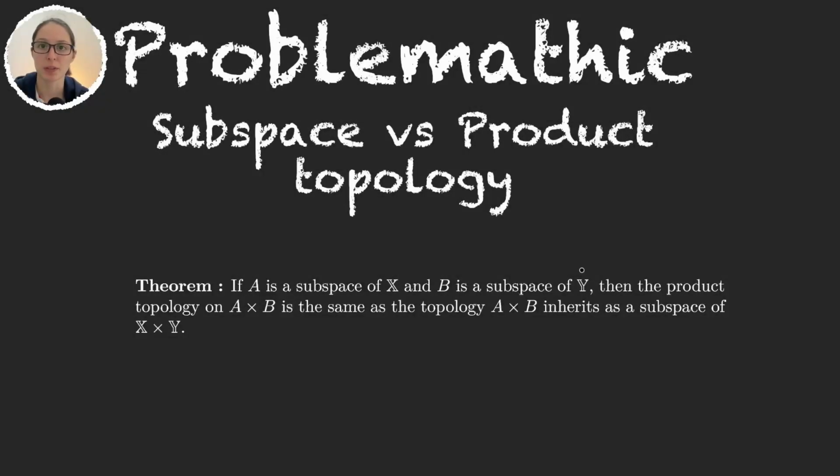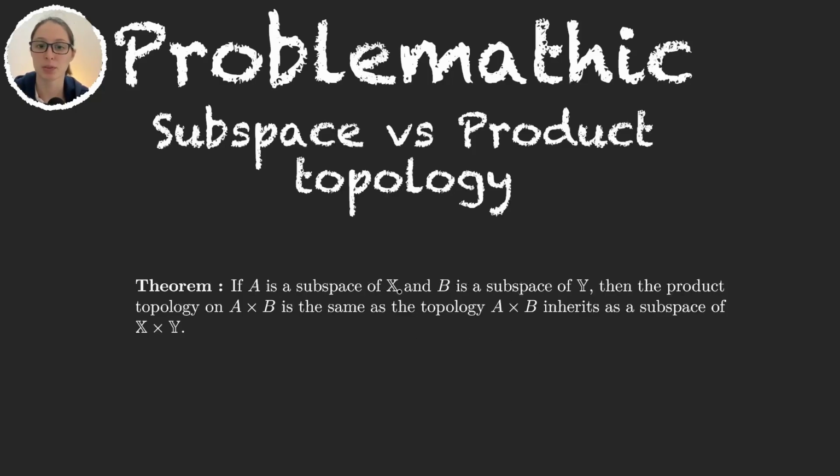In our last video, we talked about the subspace topology and saw that it could be quite a complicated topology to work with. Now let's find the relation between the subspace topology and the product topology. In particular, we're going to have a look at this theorem. Let's read the theorem and then explain it.